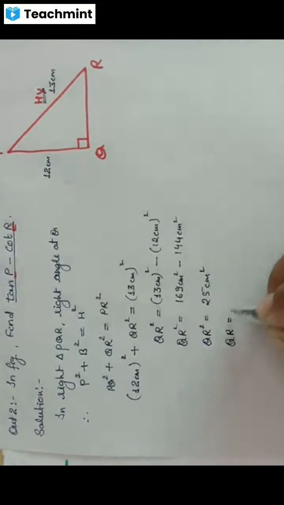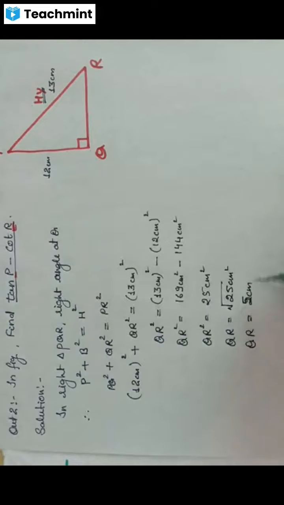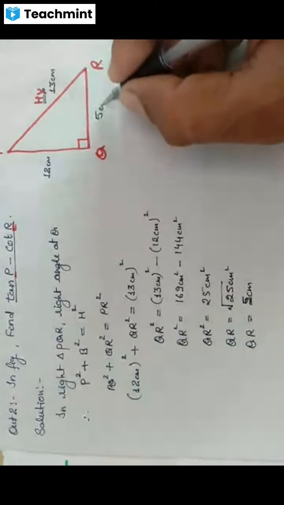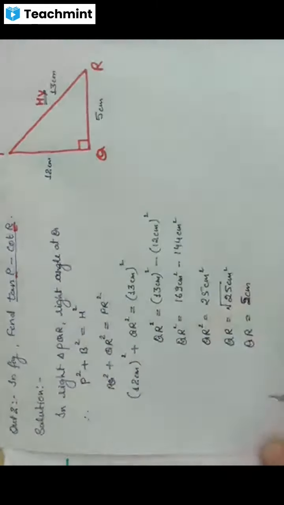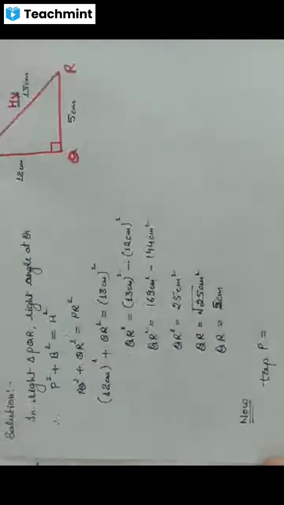Now if I take the square root of 25 centimeter whole square, then we will have five. QR is equal to 5 only, 5 centimeter. So I am going to write 5 centimeter here. Now we will find tan P. Now you can write here tan P is equal to perpendicular upon base.